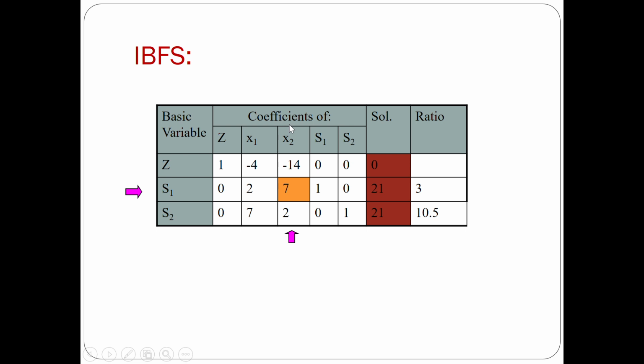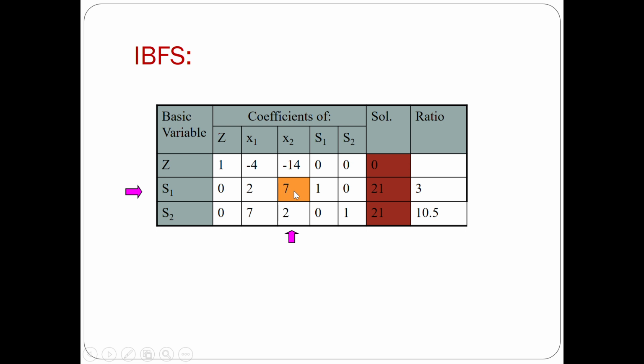And after finding out the key column, we have to calculate the ratio, and the ratio should be calculated only for positive key column elements. And we have both positive values. So we have to calculate the ratio for both the constraint equations. So it is 21 by 7, 3, 21 by 2, 10.5. So we have to choose the least non-negative number. Least non-negative number is 3. So the corresponding row will be called the key row and the intersecting element is the key element.